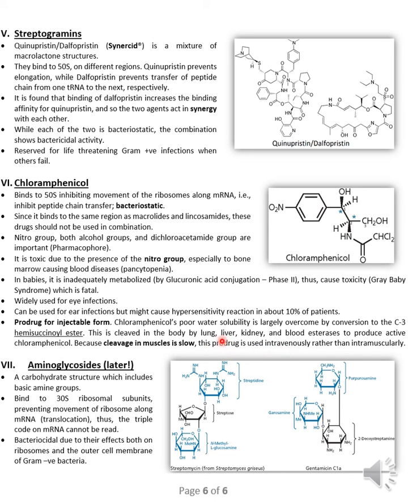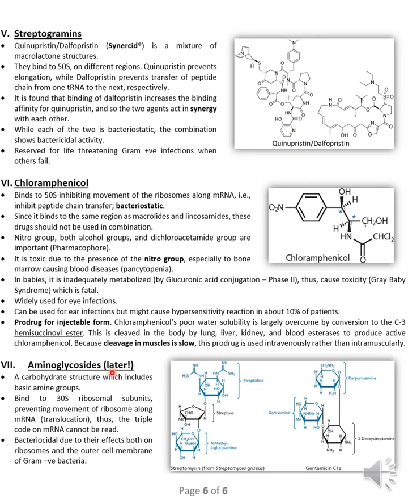intravenously. But since we mentioned that there are many drugs where we want them to be released slowly, we formulate them in a prodrug form and ester form, and then administer them by intramuscular injection, and they are released slowly, and that could be to our advantage. But this is not the case with the chloramphenicol.